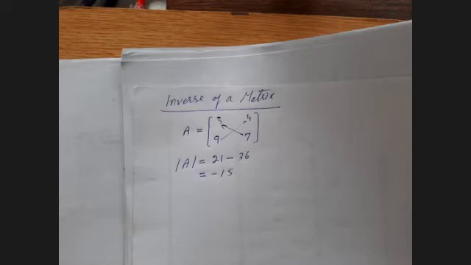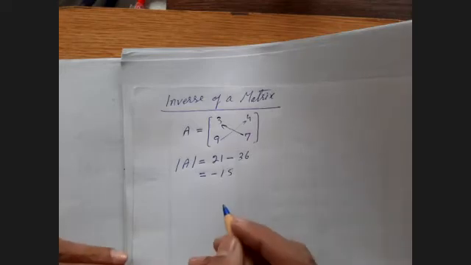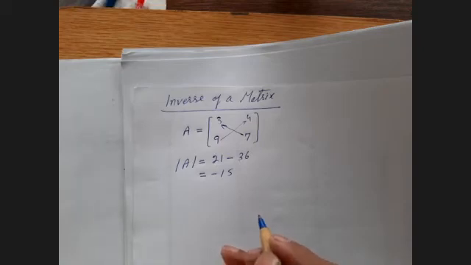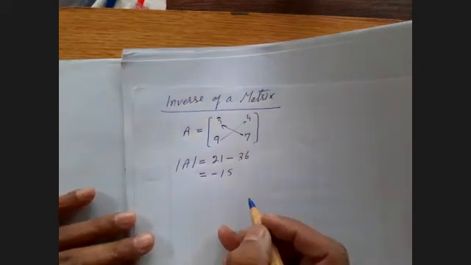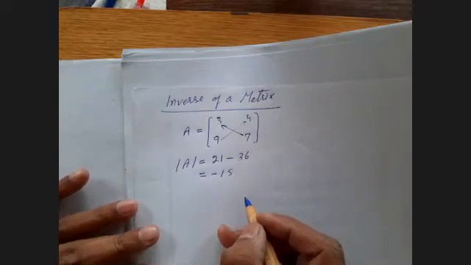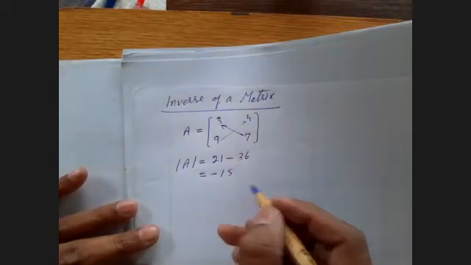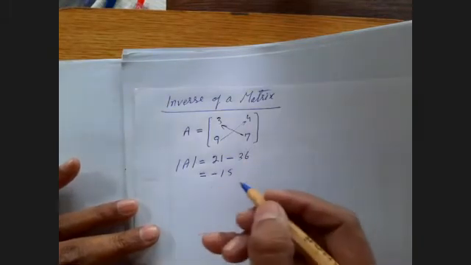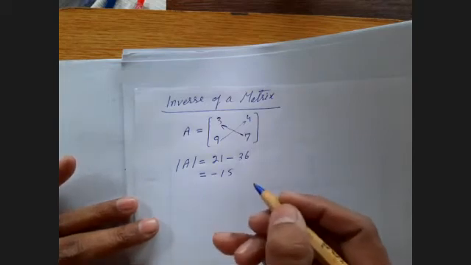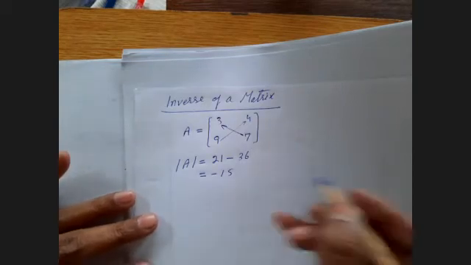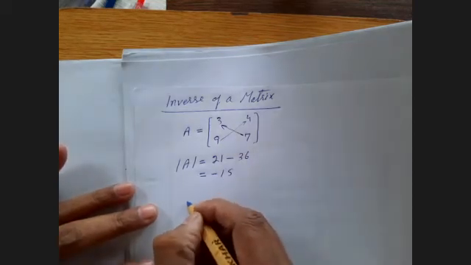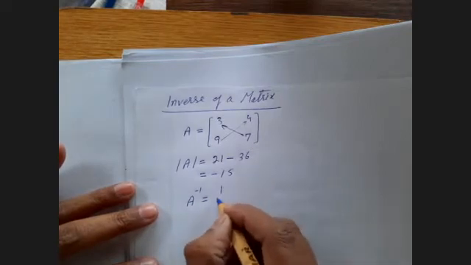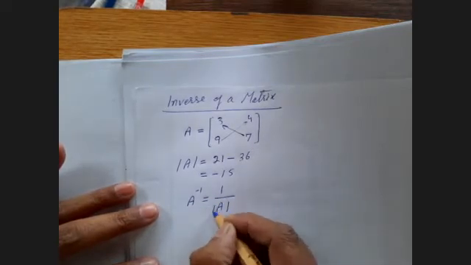Now, another thing which is very important, which you must be aware of, is called the adjoint of A. We have to find out the adjoint of A. We have to take the reciprocal of the determinant like this, and multiply. The formula is this, that the inverse of matrix A is equal to 1 over the determinant of A.